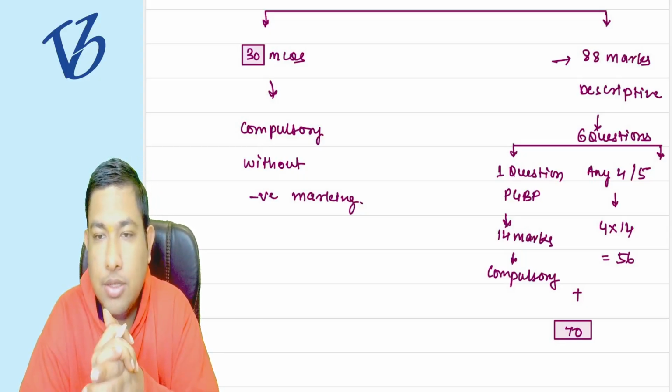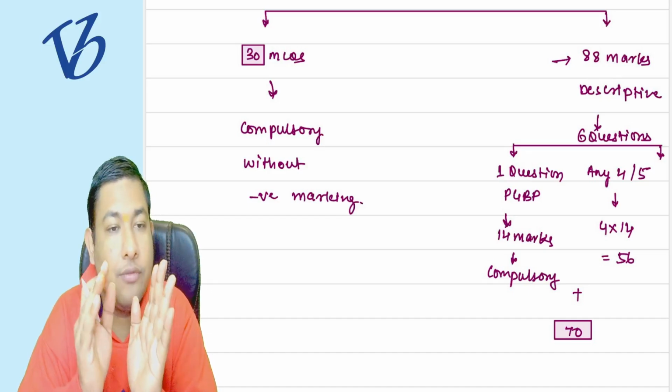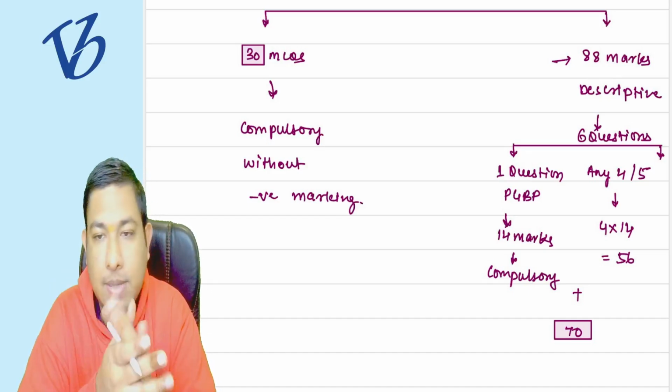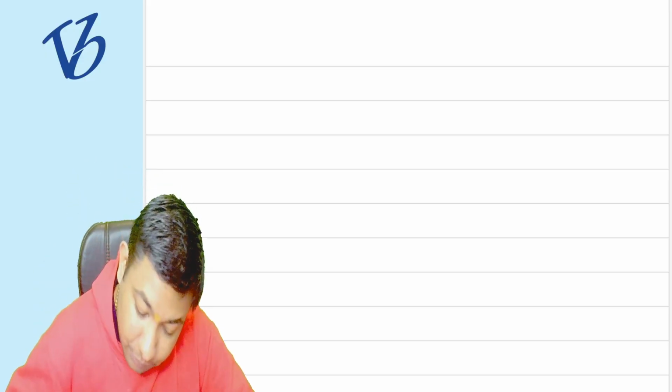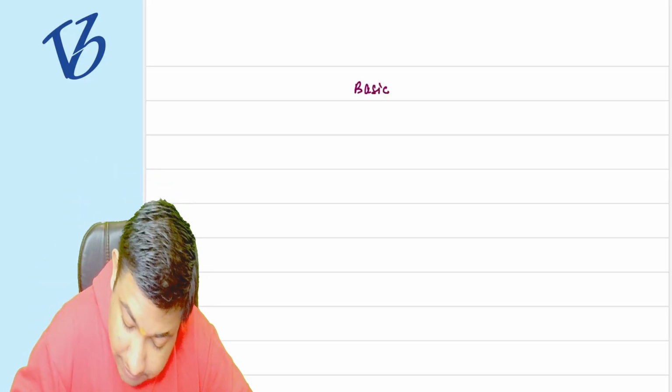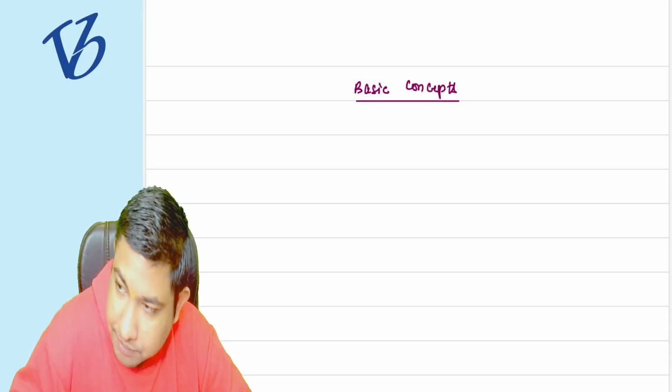Understood? So you have to attempt any 4 out of 5 apart from question number 1. Clearly? Now, moving forward to the basic concepts chapter. Put the heading basic concepts, and we are going to start with it.